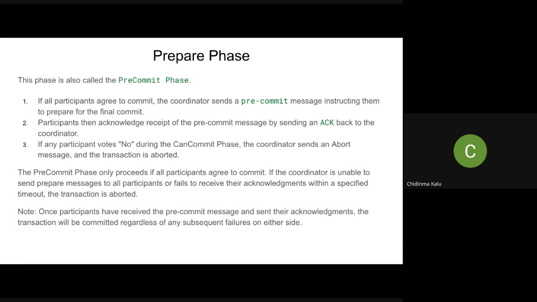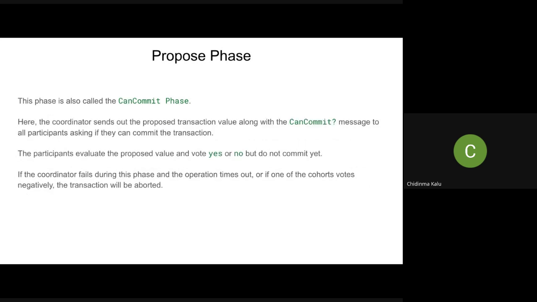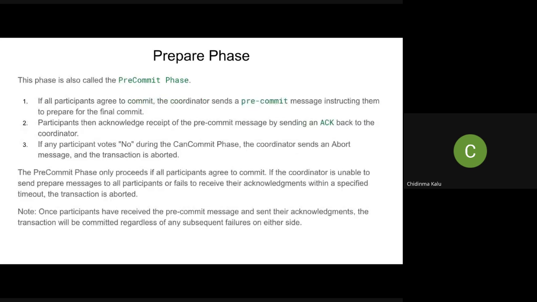But you can say, hey, in the propose phase, what if something fails, right? This is where it looks very similar to 2PC in the propose phase. But in the prepare phase, whatever happens, it's still going to be committed. Does that explain your question, Kuchku?